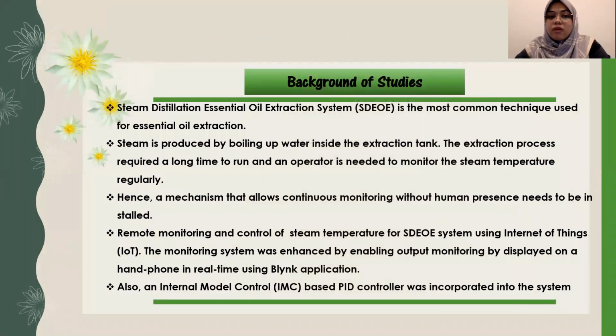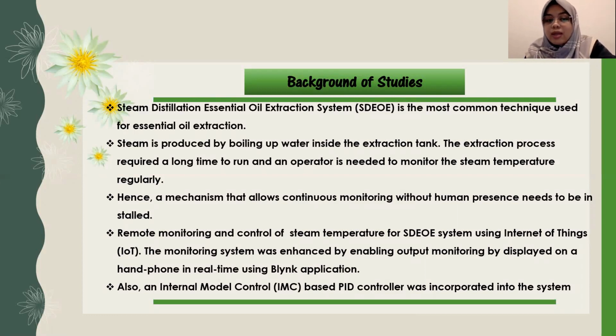For the background of studies, we know that the steam distillation essential oil extraction process, SDEOE, is the most common technique used for essential oil extraction. Steam is produced by boiling water inside the extraction tank. The extraction process requires a very long time to run. An operator is needed to monitor the steam temperature regularly. The process requires approximately 1 to 2 hours.